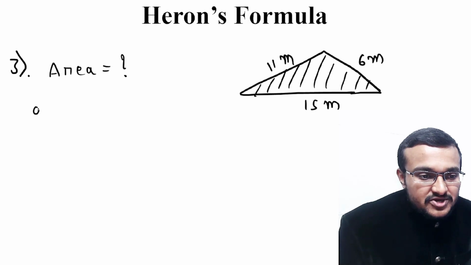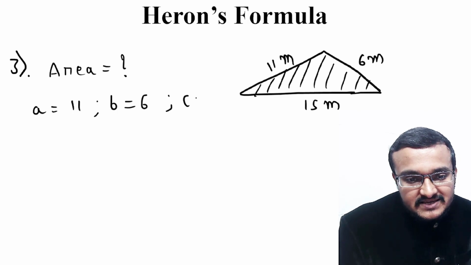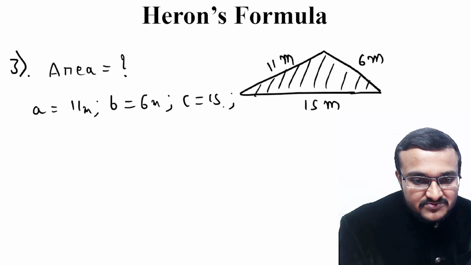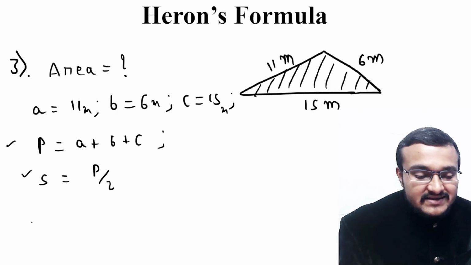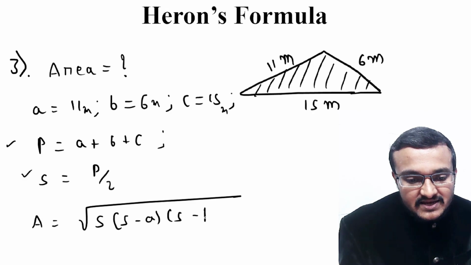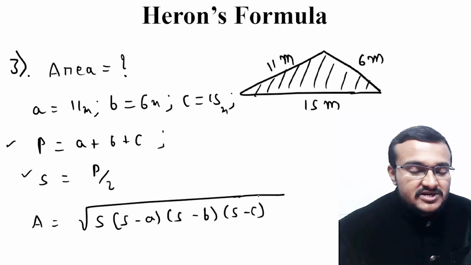in order to calculate the area of this triangular wall. So here A is 11 meter, B is 6 meter, and C is 15 meter. So perimeter will be A plus B plus C, and S will be equal to P by 2. So here you can calculate perimeter and you can calculate S. And in order to find out area of this particular triangular wall, you can use this formula: square root of S into S minus A into S minus B into S minus C. And then you will get the area of this particular triangle.